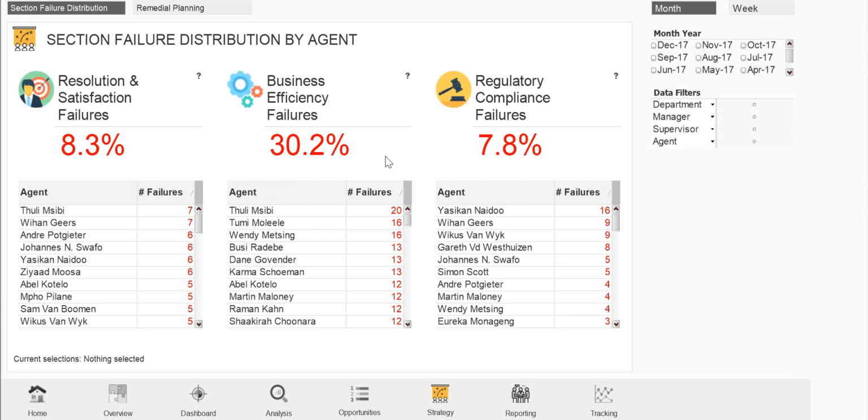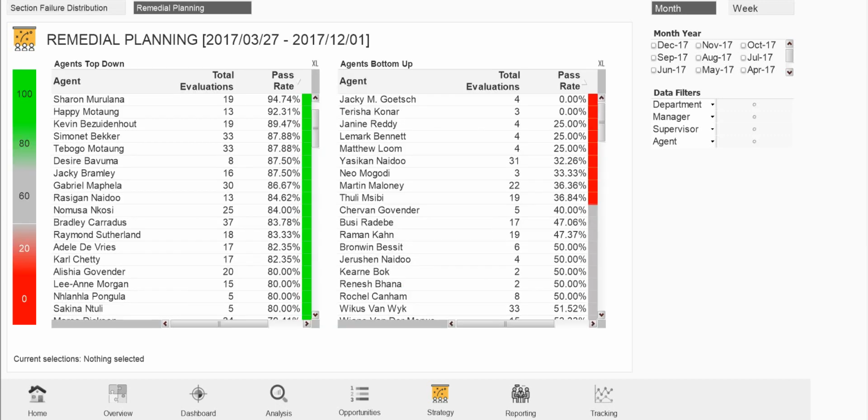The remedial planning dashboard indicates specific pass rates by agent with number of evaluations completed. This includes a top-down and bottom-up list for quick review of top-performing agents versus those that require more assistance. Irrespective of number of evaluations completed, the pass rate is again indicative of those interactions analyzed with no failures. Again, the approach does not include any weighted ratings and only focuses on critical measures.